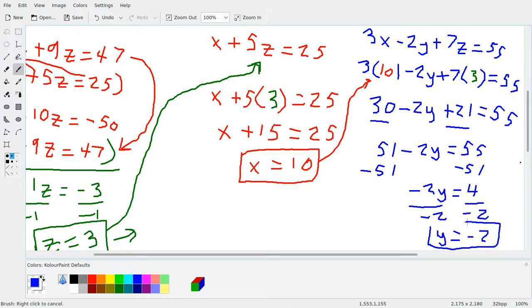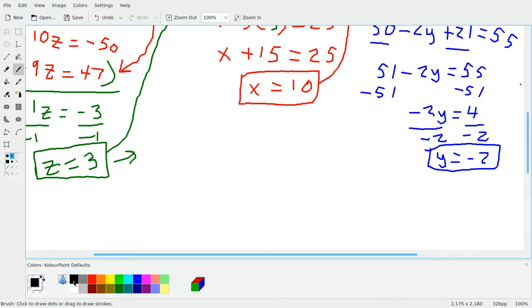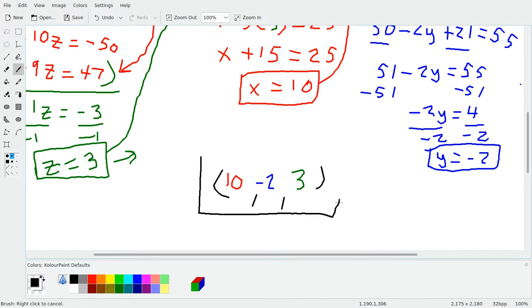Now you have your x, your y, and your z. When you write your answer as an ordered triple, like an ordered pair but with 3 terms, with your x first, comma your y second, comma your z third. So your final answer is the ordered triple, 10, negative 2, 3.